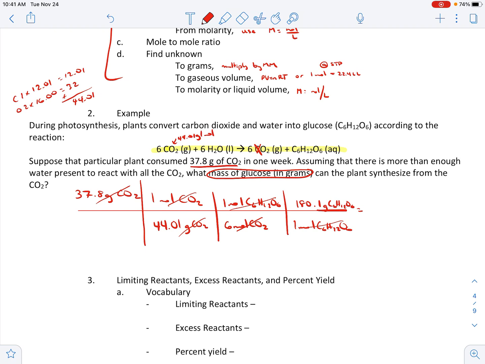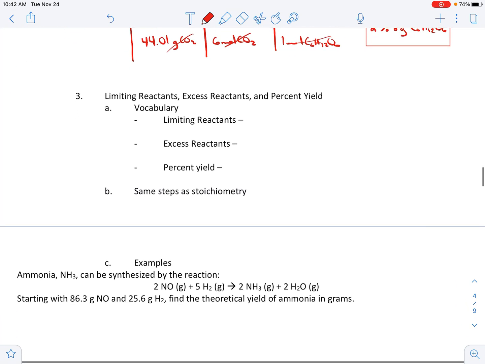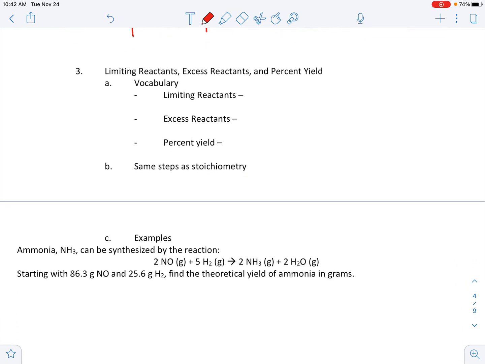So I form 25.8, make sure I read that right, 25.8 grams of glucose in 1 week from this plant. All right. Okay. Everybody good with that? Awesome. So that was a quick review on mass-to-mass stoichiometry. Now let's throw in our limiting reactants and excess reactants.